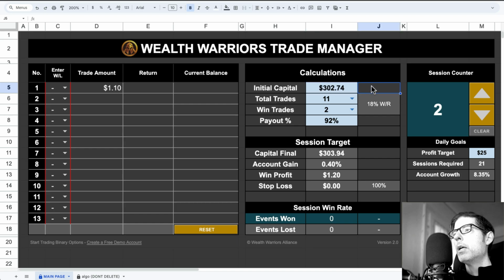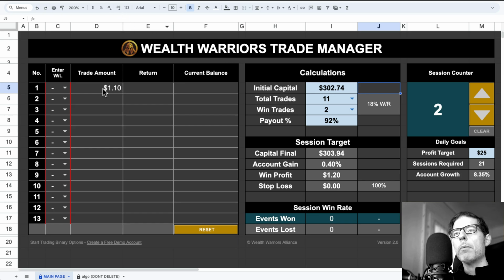Now, normally when you don't have any type of money management system, if you have a loss, it will take you 2 wins in a row to make up for that 1 loss. And I think this is one of the reasons why a lot of people lose money with Pocket Option, is that they don't have any type of money management system. There's no structure. They don't know the exact trade amounts to enter. And this Wealth Warriors Trade Manager takes care of all that for you.